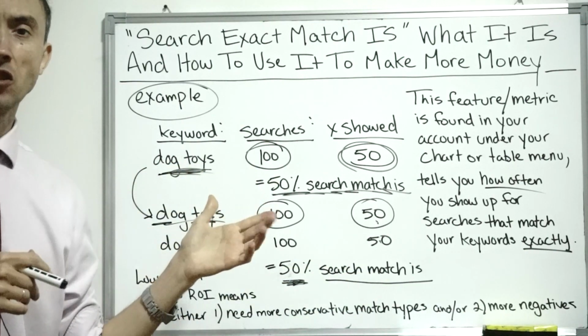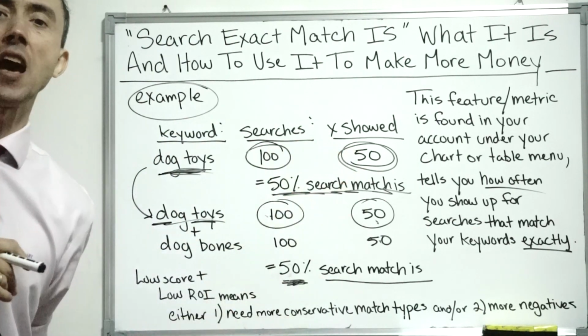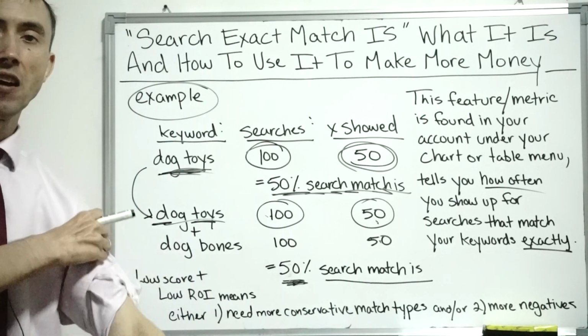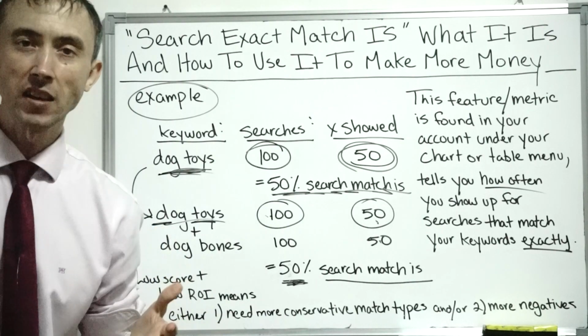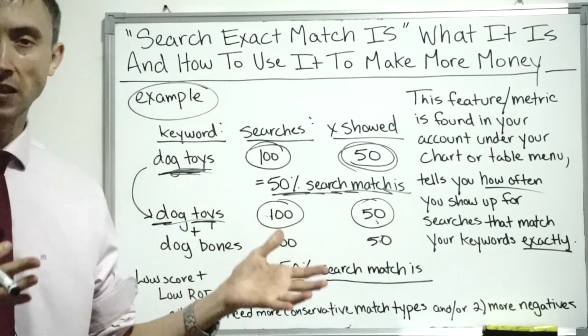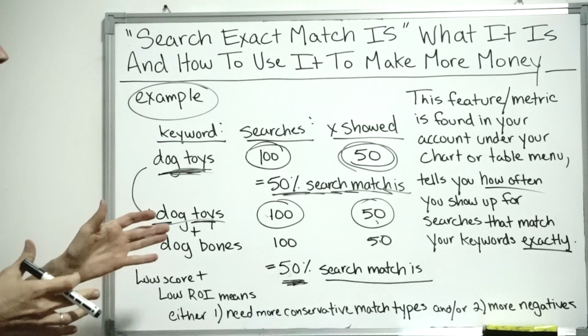In short, it actually tells you, of the searches that match your keyword, how many times you show up, which is similar to impression share, but isn't quite exactly the same. I'm going to tell you the difference between those two, and again, like I mentioned, how you're going to be able to make more money with this.